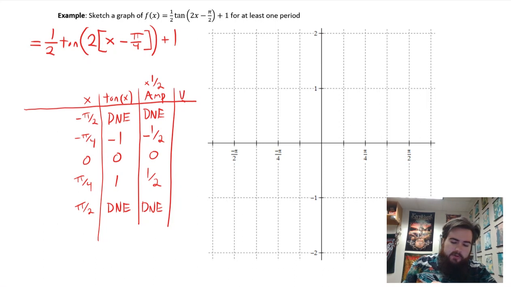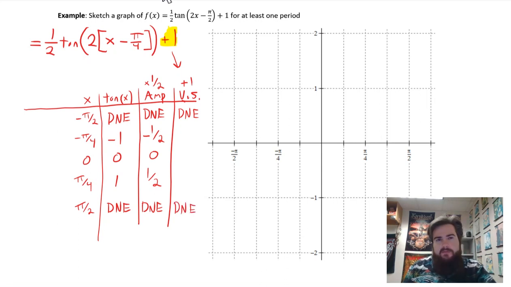Then we have the vertical shift, which is the plus 1 that we have. And because we have plus 1, we're just going to add 1 to each of my values here. My asymptotes still stay where they are because this is just the vertical amount for the asymptote, which, since it's a vertical asymptote, does not change. But the other values will now become 1/2, 1, and 3/2, or 1.5.